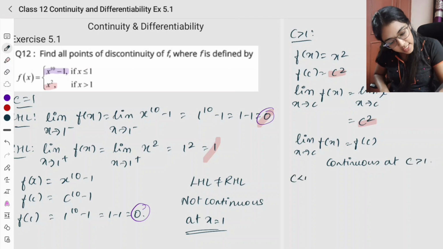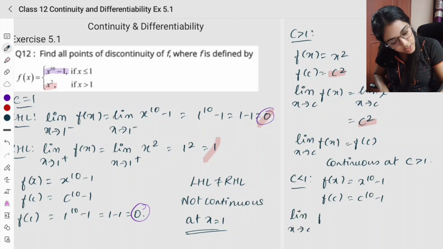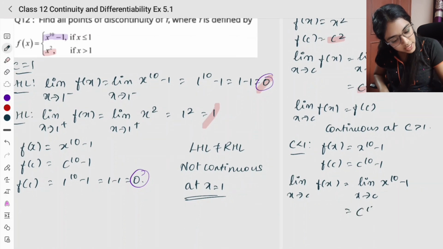Now we have to look at the c less than 1 case. So what is my f of x for less than 1? It is going to be x to the 10 minus 1. So f of c is going to be c to the 10 minus 1. What happens to the limit? Limit x tends to c of f of x is going to be limit x tends to c of x to the 10 minus 1. When I substitute the value of c, I'll have c to the 10 minus 1.